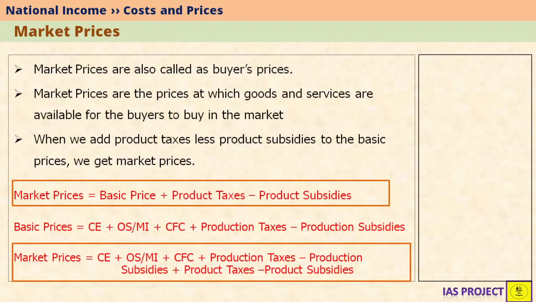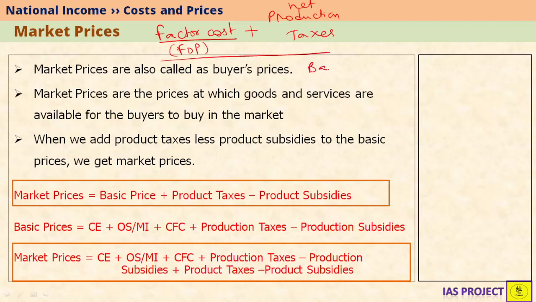Now let's look at market prices. We have already seen what is factor cost. Factor cost is the cost that goes into production. For example, if you want to produce something, you will incur a cost which is called factor cost. Factor cost is a cost or amount that is paid to the factors of production. We added something called production taxes minus production subsidies. So we called this net production taxes and we got what is called a basic price.